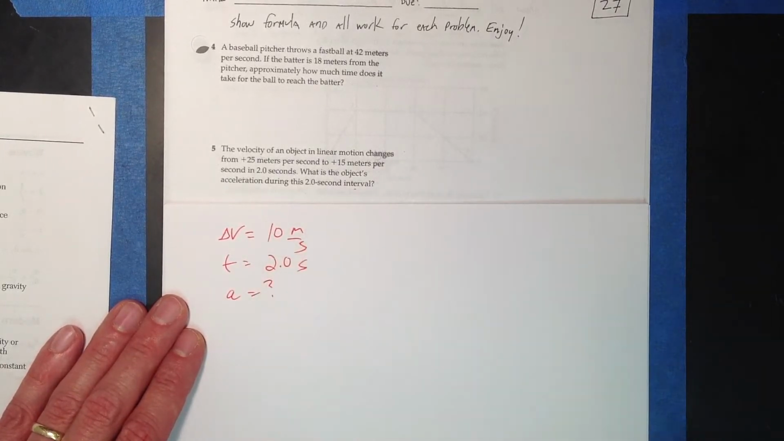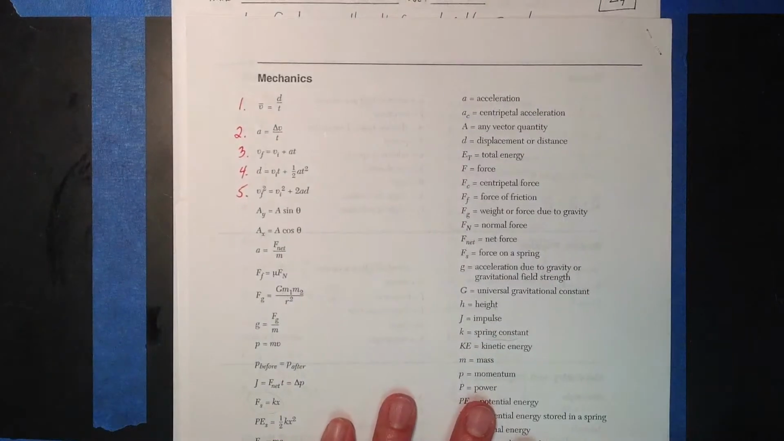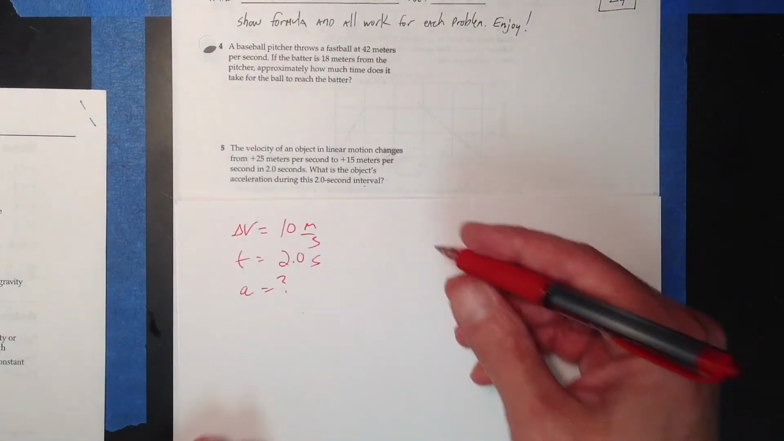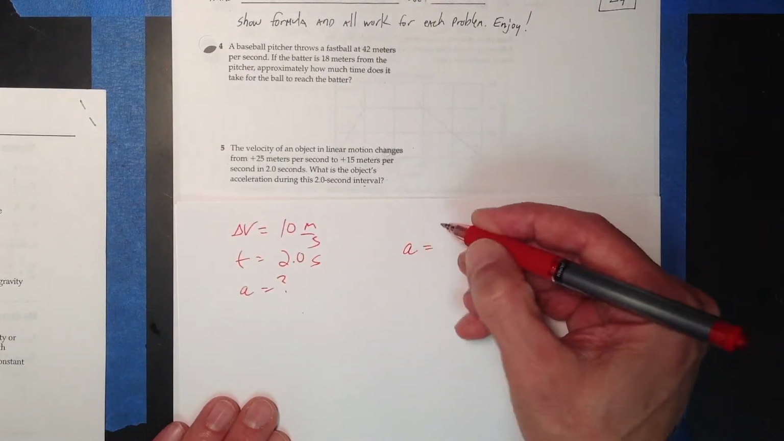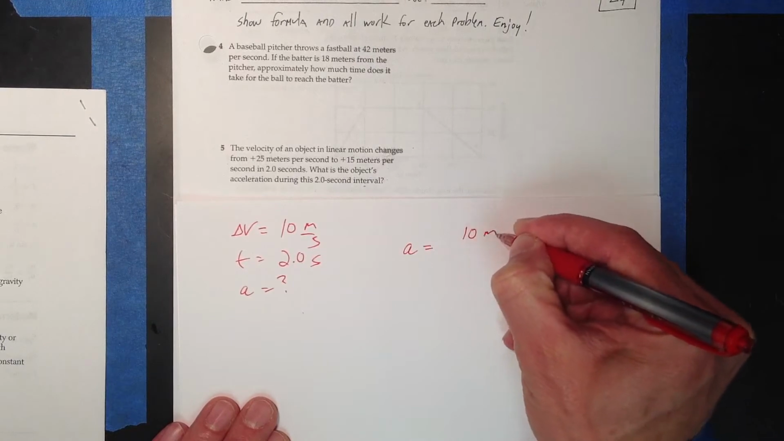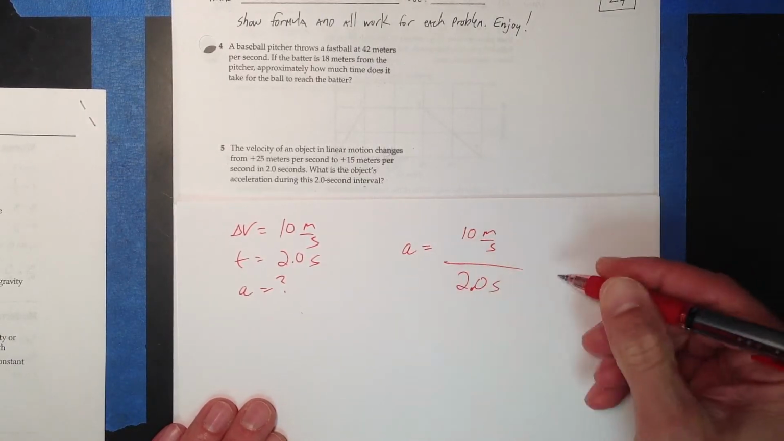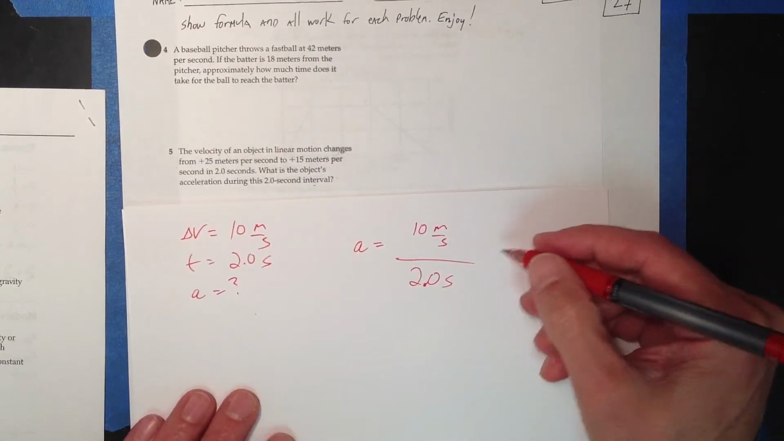Acceleration equals this. To our reference table, the acceleration formula we're going to use. We have to look around a bit. We want the second one, change in velocity over time. Acceleration equals change in velocity, 10 meters over second, divided by time, 2.0 seconds. Let's do the units.